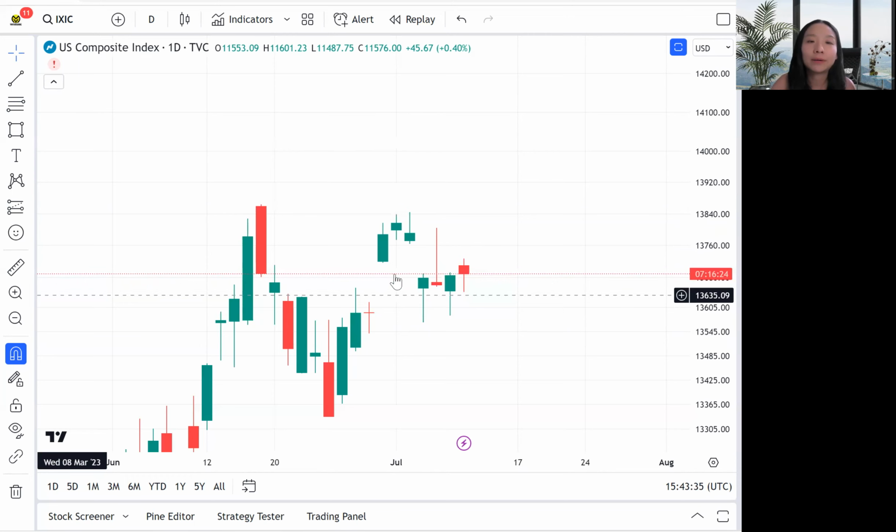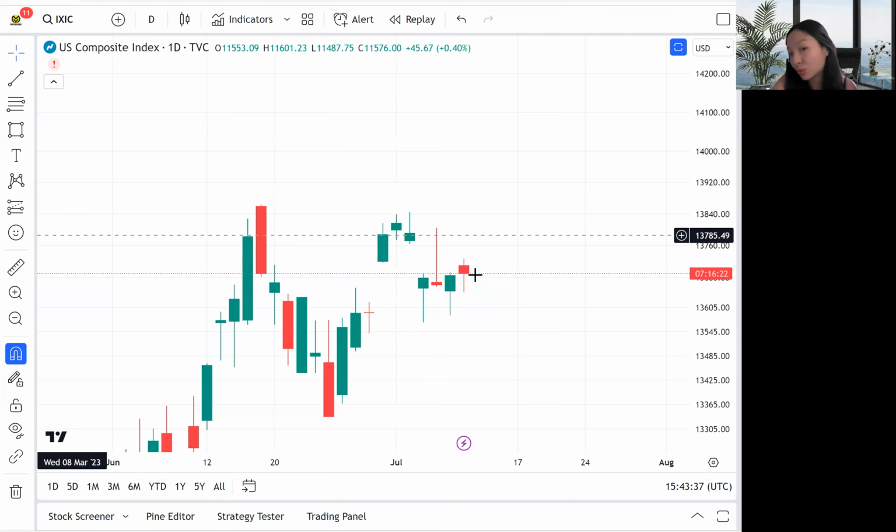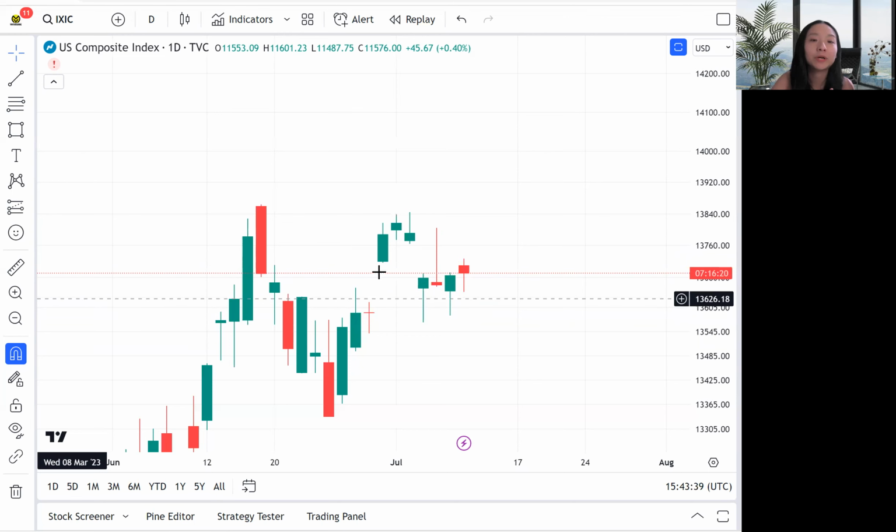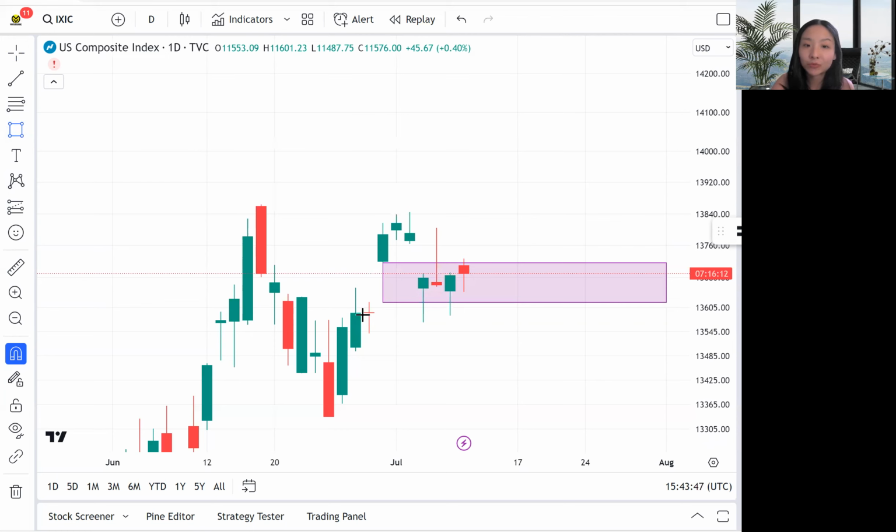We need to wait for a confirm signal. So what is a confirm signal? I will tell you now. You can see we have a gap here. We jump up on this day and we have a gap here. Basically, we come down to the gap, and the gap is one of our supports right now. The lower line of this gap is a support. As long as we don't go below this, we are safe.